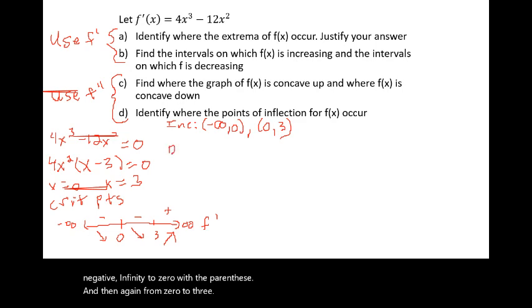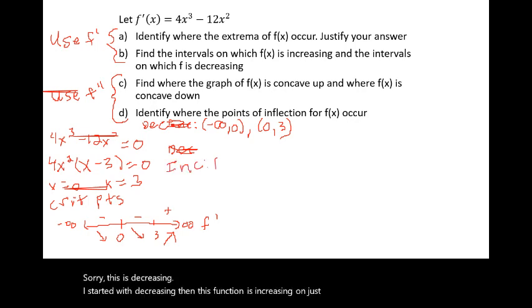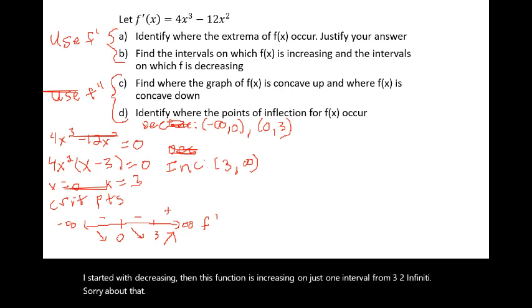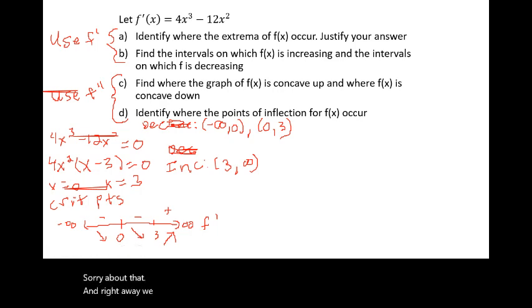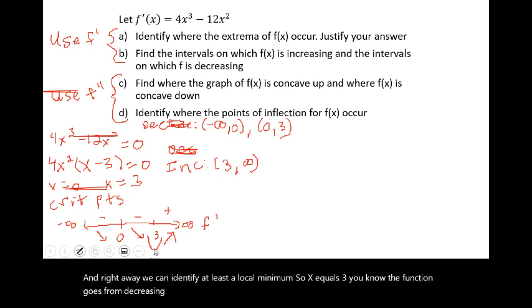Then the function is decreasing. I started with decreasing. Then this function is increasing on just one interval from 3 to infinity. Sorry about that. And right away, we can identify at least a local minimum. So x equals 3, the function goes from decreasing to increasing, so x equals 3 is a local minimum.